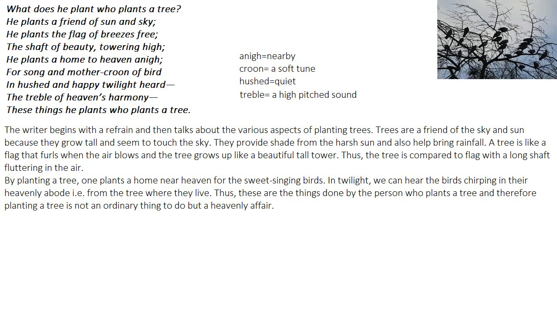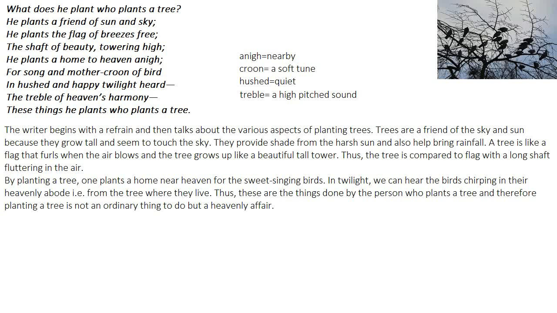Okay, so first let's look at the word meanings of the poem. Anai means nearby, okay, and croon means a soft tune, hushed means quiet, and treble is a high pitched sound. Okay, so now let's begin with the explanation of the poem. So the poem begins with the refrain. What does he plant to plant a tree?